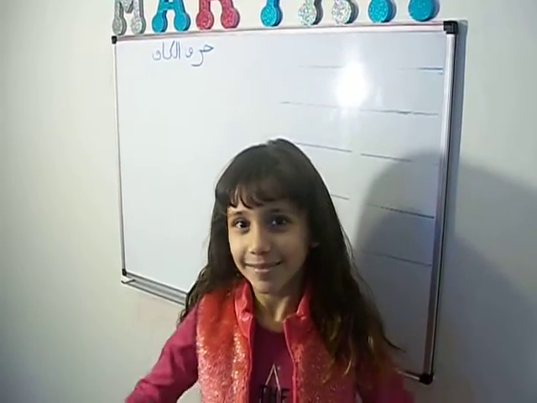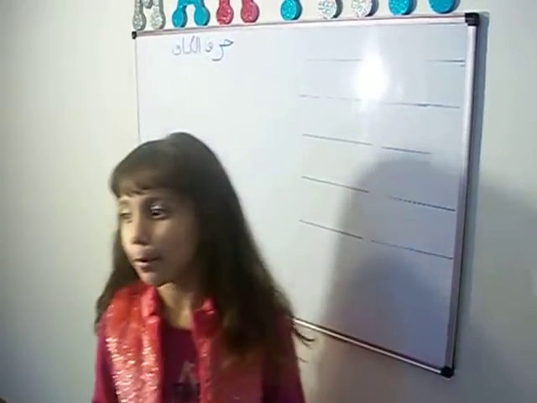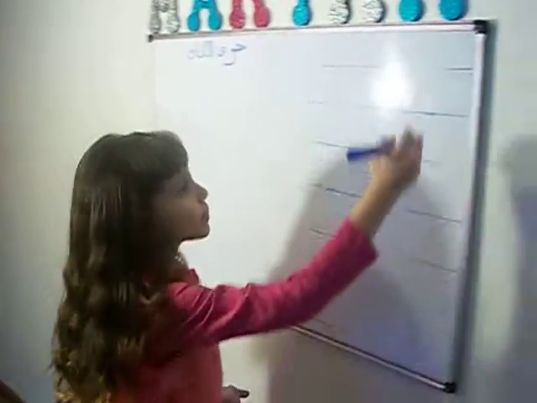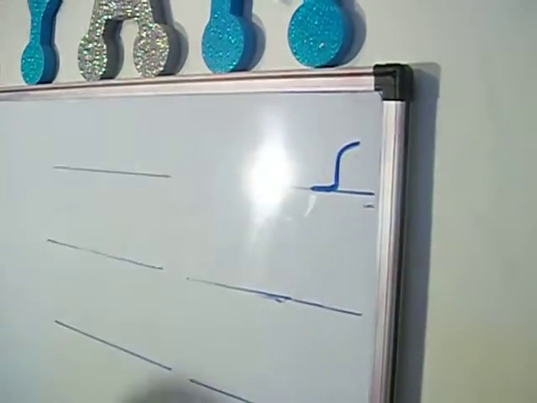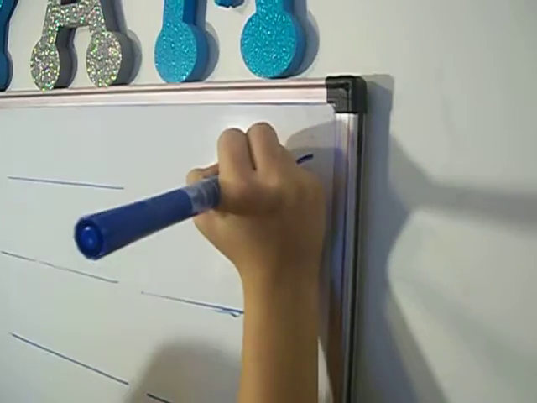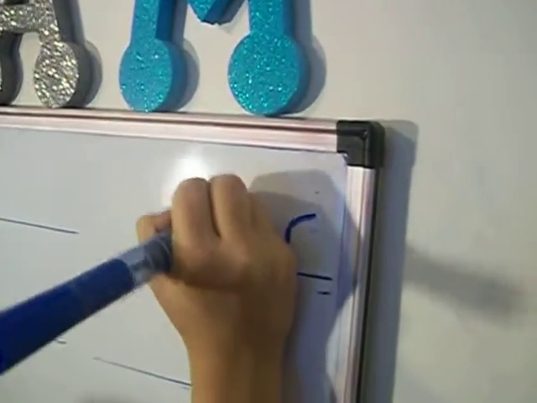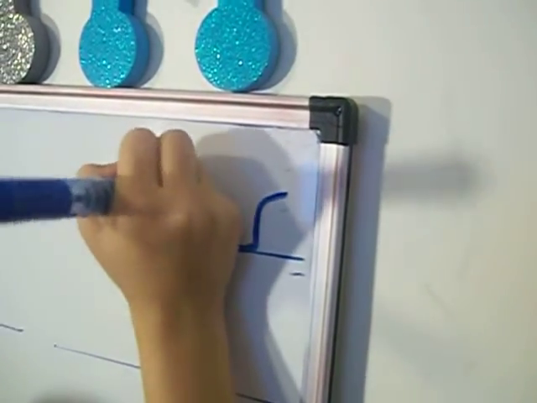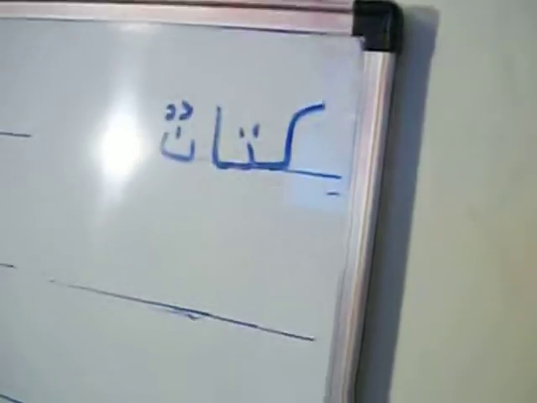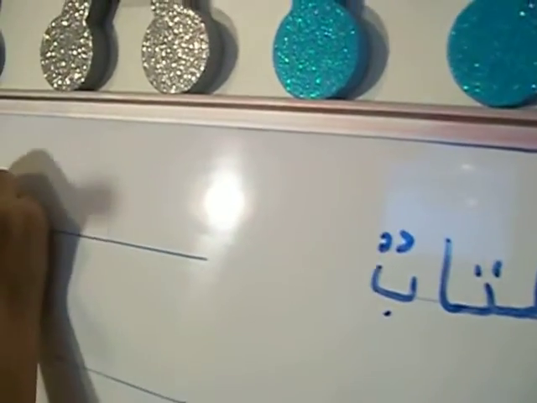Let's start. So our first word is كتابون. كتابون is book.